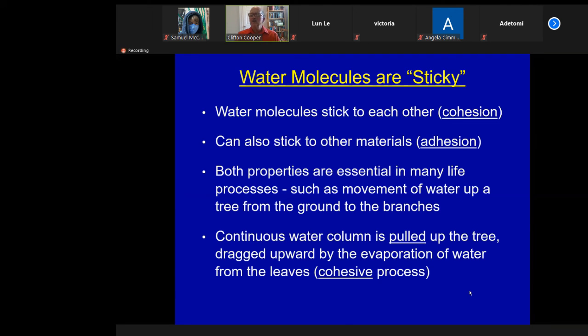In water movement in a tree, we have water continually being pulled up, basically the leaves pulling it out of the soil, up through the roots, into the leaves, and evaporating into the atmosphere. That involves a lot of this cohesion.